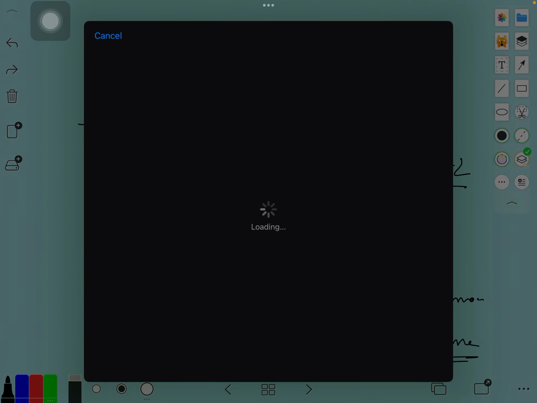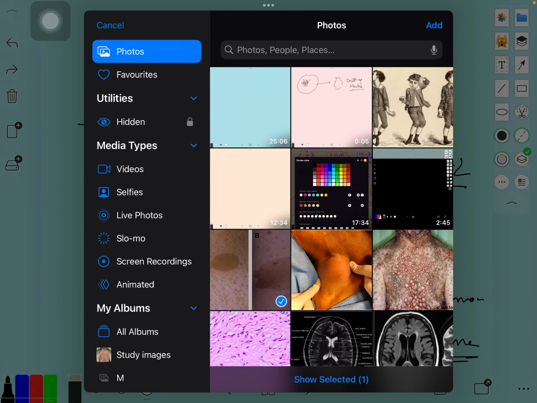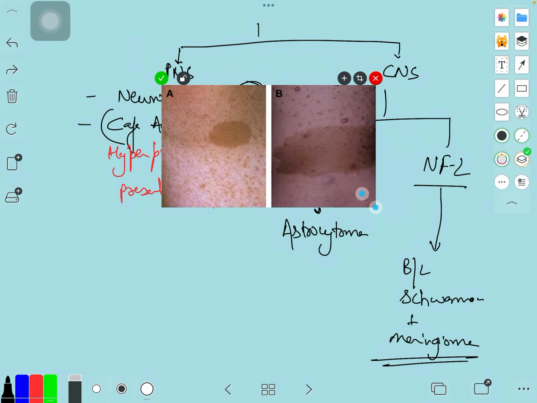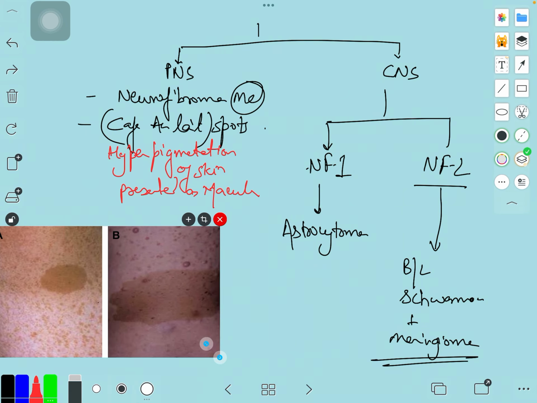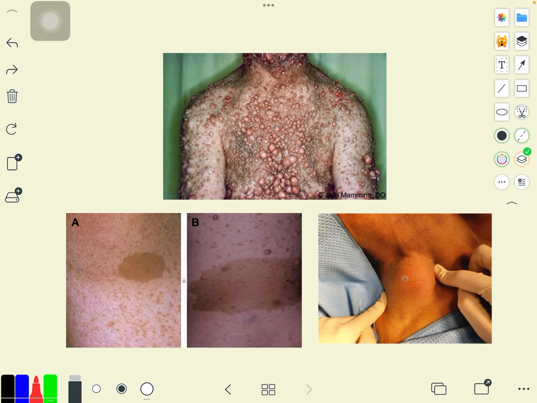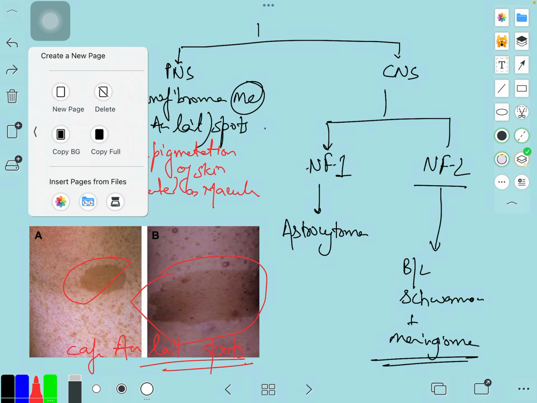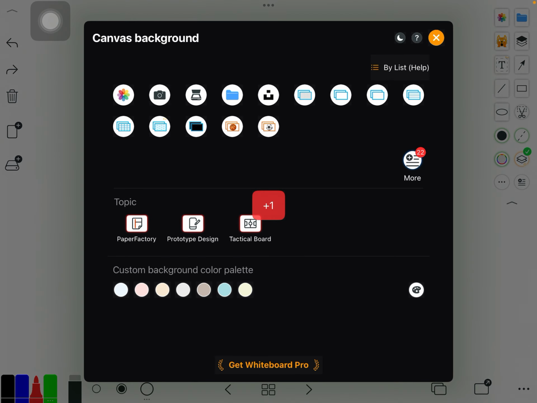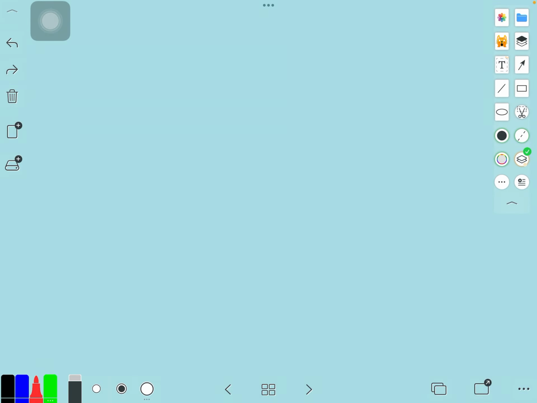I guess I have a picture of cafe-au-lait spots. So these are the macules, hyperpigmented macules, which can be seen. These were actually your cafe-au-lait spots. Before that, let's have the last slide, probably the last one.